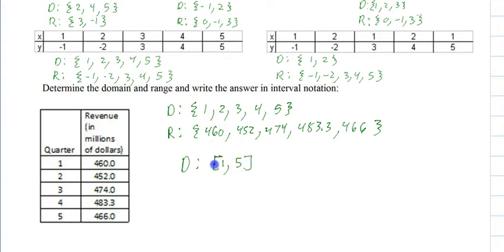Start to finish. Remember, brackets include the values, parentheses do not. And our range, now we need to find the smallest value. It's this one. That's our smallest. So it's going to go from 452 to, what's our largest? Largest. 483.3. This way we know that our revenue has so far been between 452 million and 483.3 million. It just gives us a nice picture of it. So even though these are still fixed points right now, we can write them as an interval.